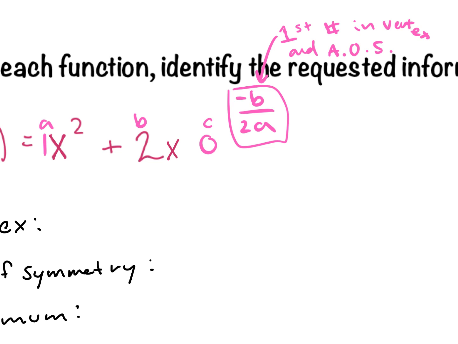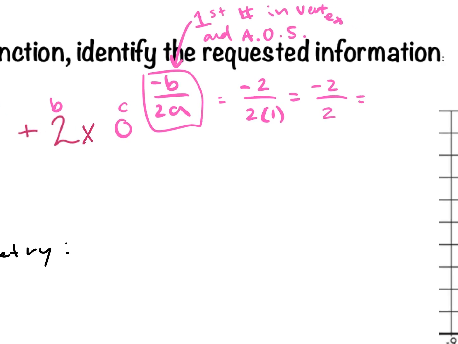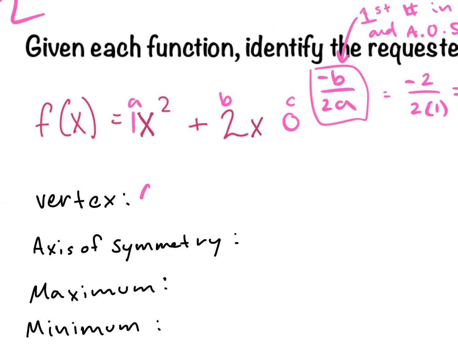C is the y-intercept. Right? C is the y-intercept, so yes. In this case, the y-intercept would be 0, 0. Yes. But let's find our vertex first, and then we'll get there. So let's plug in our A, B, and C. I have negative 2 over 2 times 1, which would be negative 2 over 2, which simplifies to what? Negative 1. So the first number in my vertex is negative 1, and that also means my axis of symmetry is negative 1. How do I write my axis of symmetry?